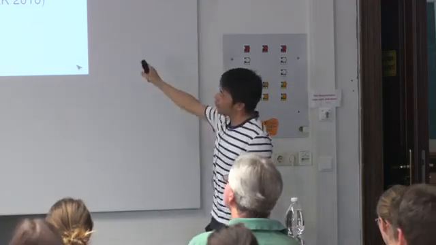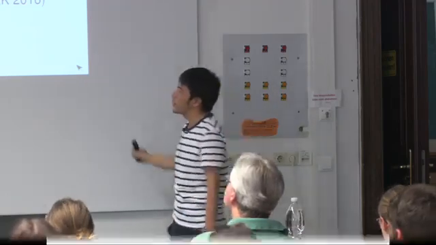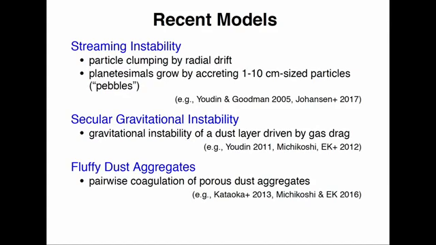And the third one is pairwise coagulation of porous dust aggregates. Here, this porous model is different from the classical one. For the classical one, I put here compact. So what is this porous dust aggregate model? We also call it the fluffy dust model. I'm sorry, it's maybe hard to see.